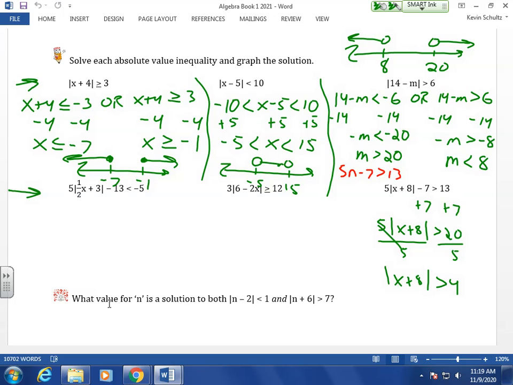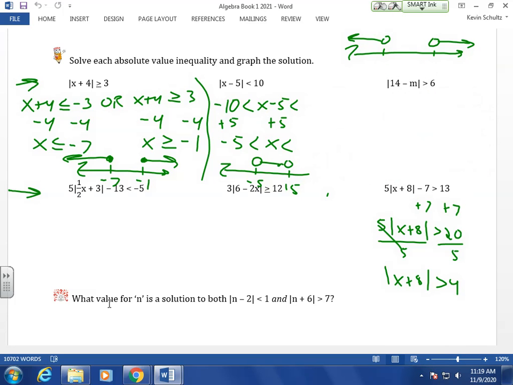Okay? And or statement. Or, greater symbol. That didn't work. There we go. So we can write that: x plus 8 is less than negative 4, or x plus 8 is greater than positive 4.